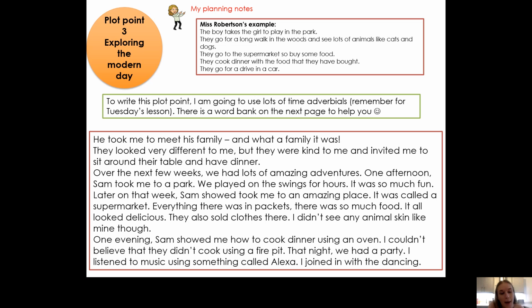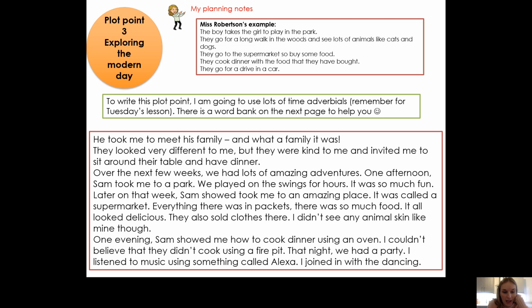Okay, so in that paragraph, I've tried to change bits of Stone Age boy to make it seem like the modern day. So I've mentioned Alexa. I've mentioned going to the park. I've mentioned that they sat around the table having dinner rather than sitting by a campfire.